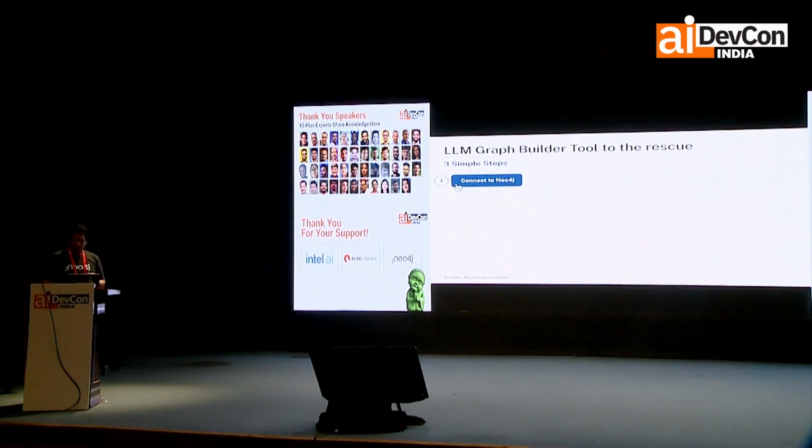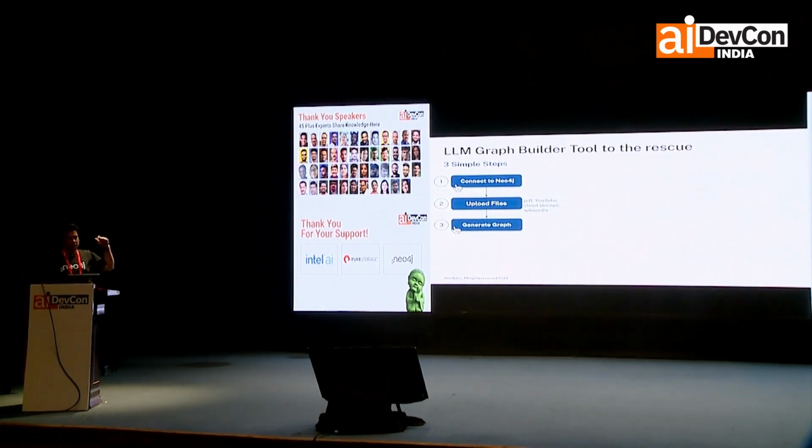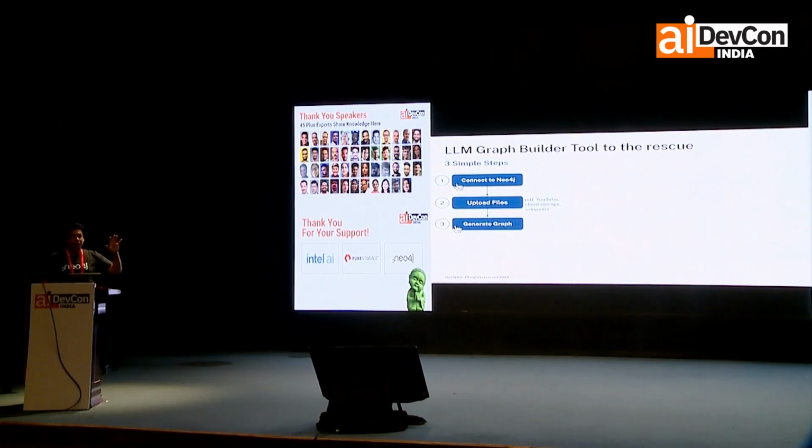So what's the process? Just a simple three-step process. You connect to a Neo4j instance, you upload your files, your PDFs, your YouTube. It even supports YouTube transcripts and YouTube videos, your Google Cloud storage as well, your AWS storage as well, Wikipedia pages, web pages. It scrapes your web pages and starts creating a graph out of it. And just click on generate graph. You select which LLM you want to use, and then it generates the graph.